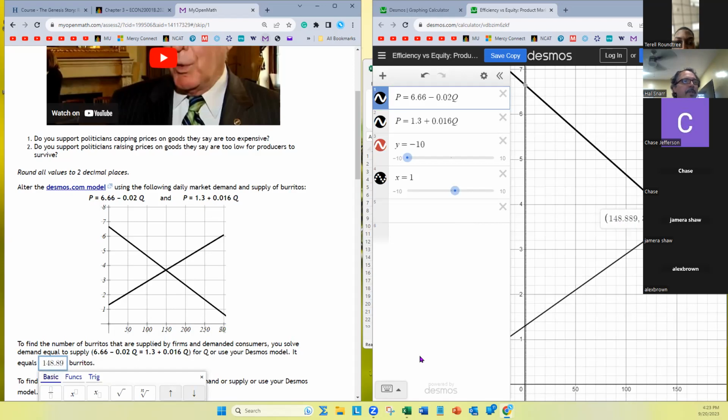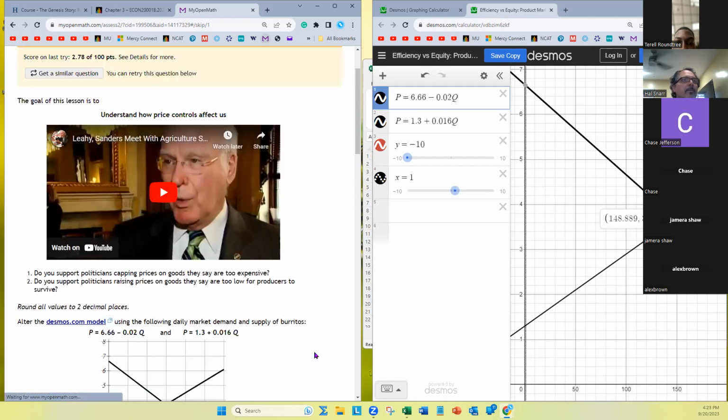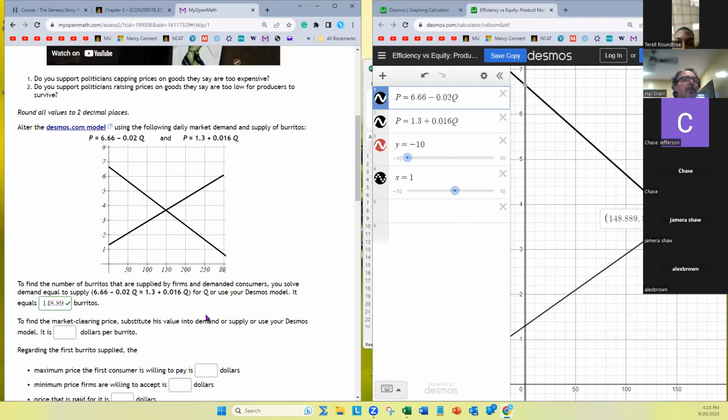And you hit enter to see if you got it right. Cool. So I got my equilibrium quantity right, correct? Did anybody not get their equilibrium quantity? Econ is a very mathematical subject, but if you're good at Desmos, you don't need to do the math. You can have Desmos do the math for you, right? Is that cool? Any questions so far?